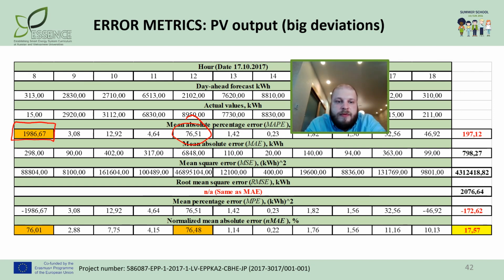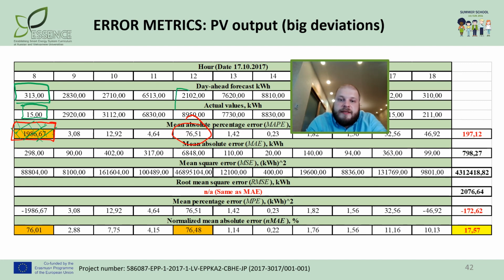Oh God, absolutely inappropriate. So at 8 o'clock, we provided the prediction that it would be 300 kilowatt hours, but the actual value was 15 kilowatt hours. And for this very specific hour, we have a total error which equals about 2000%. I don't believe it. Anyway, please feel the difference.